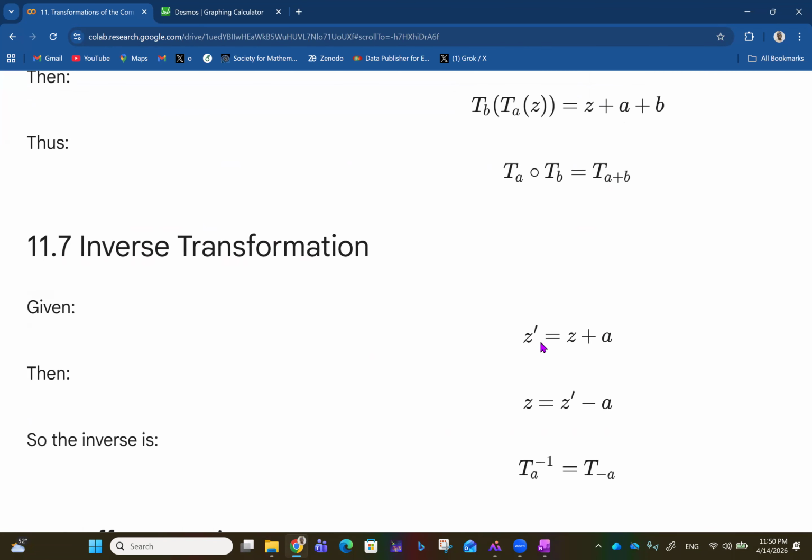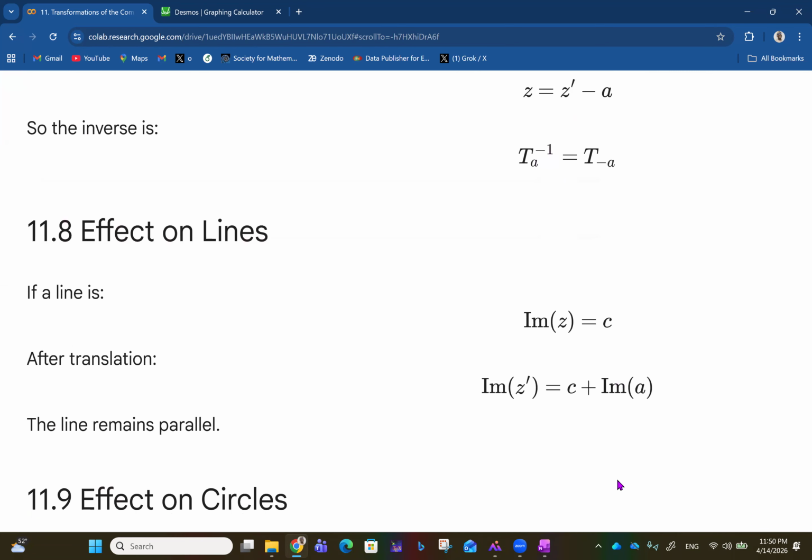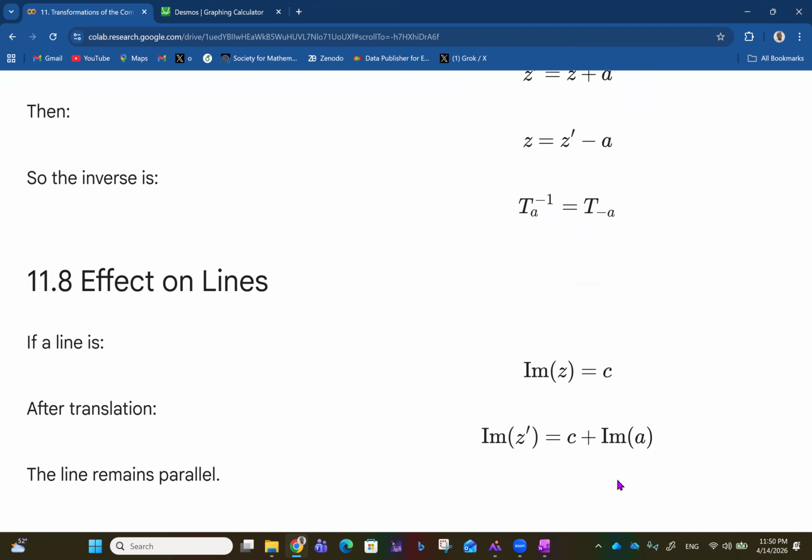So if you're given Z prime to be Z plus A, then the original Z is Z prime minus A. So it means you can recover your Z back by just subtracting A from the translated complex number. So the inverse will be T sub A inverse, that is equal to T sub minus A, basically. So now the question is, what is the effect on lines?